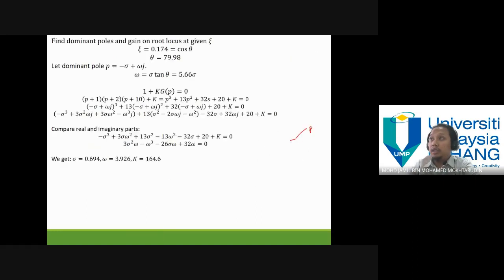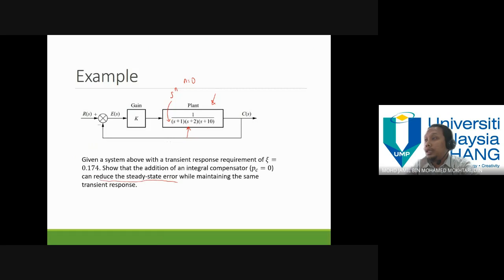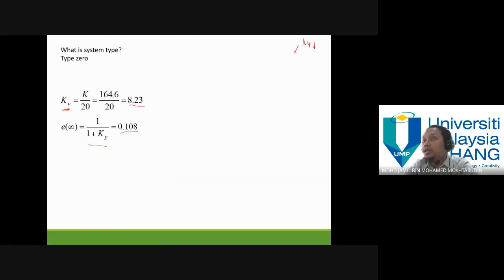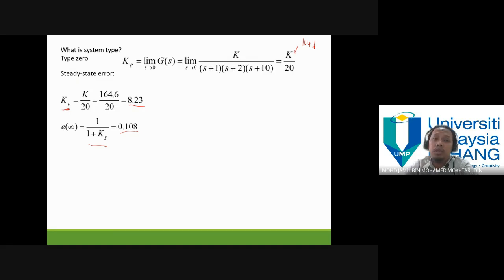0.108. So the question is, we want to design a system to reduce the steady state error. The steady state error is already 0.108. Maybe we want to reduce it to zero. Okay? Let's say we want to remove our steady state error. We don't want any steady state error.